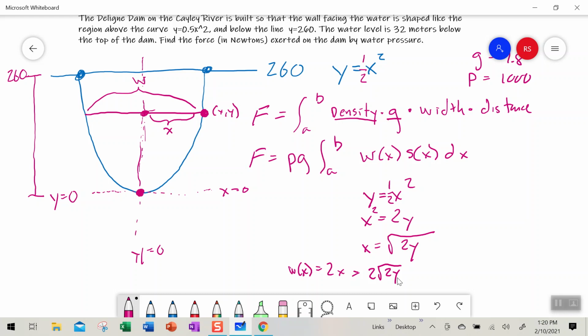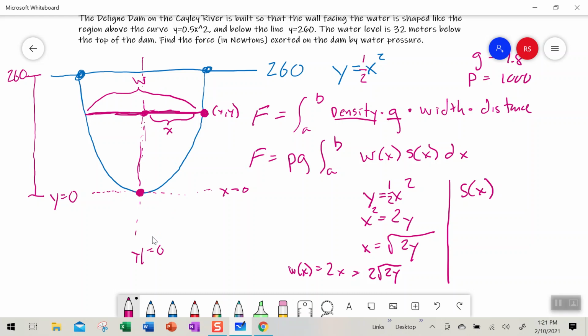Okay. The next thing that we need to find is s of x. So let me find s of x over here. I'll just squeeze that in over here. The depth function. So this slab right here, how far below is it? We want to know how far it is from the surface.